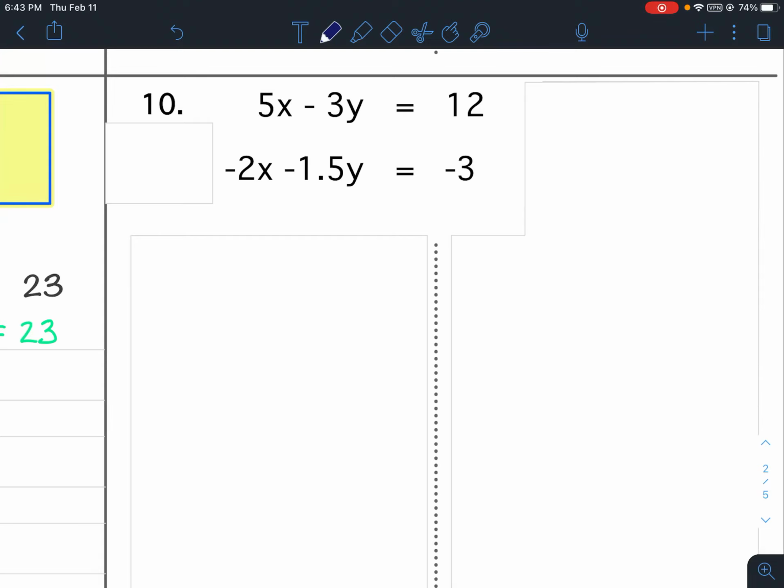Solve systems of equations using elimination, Lesson 11 worksheet. Question number 10. Do I have opposites? No, I do not. Do I have identical terms? No, I do not.